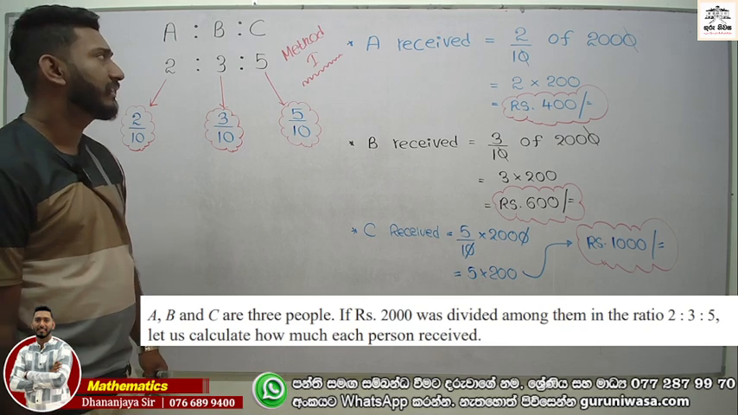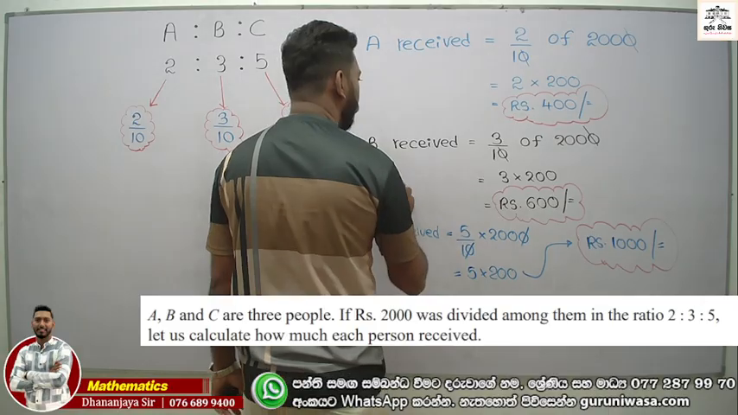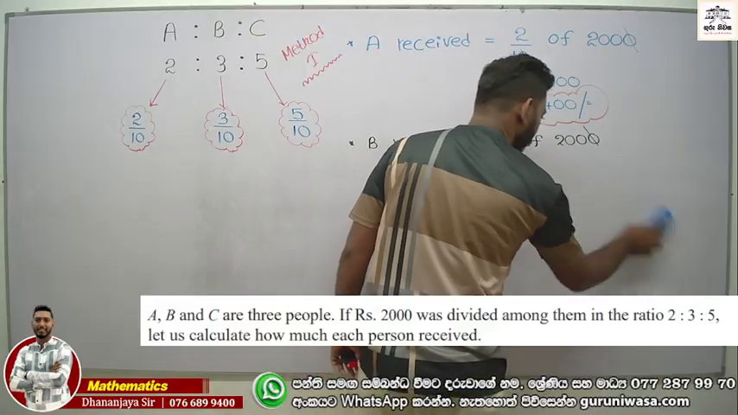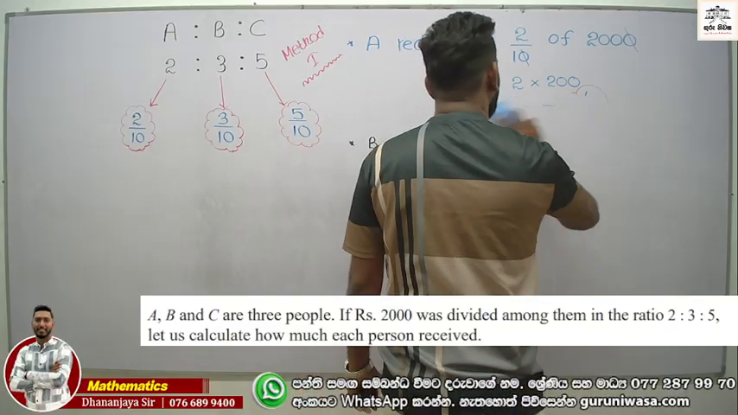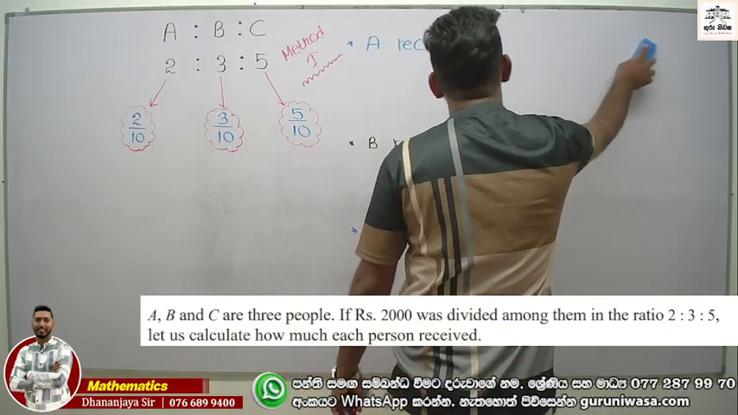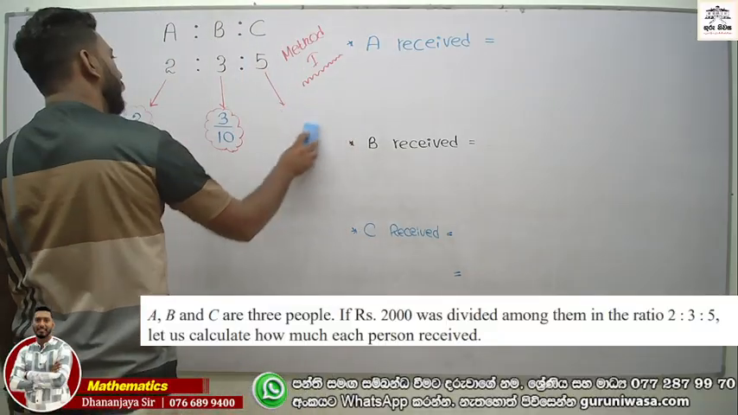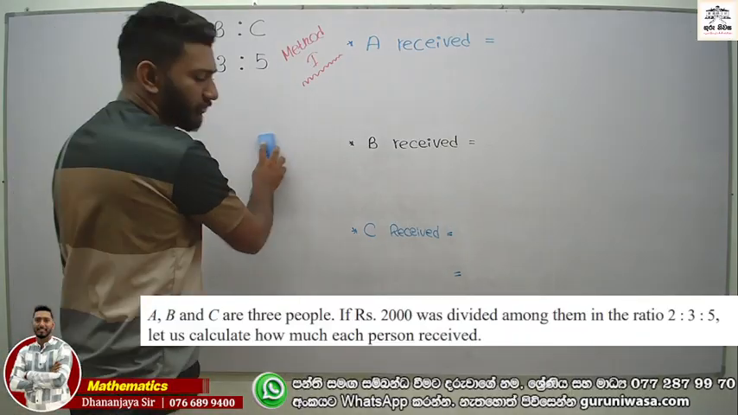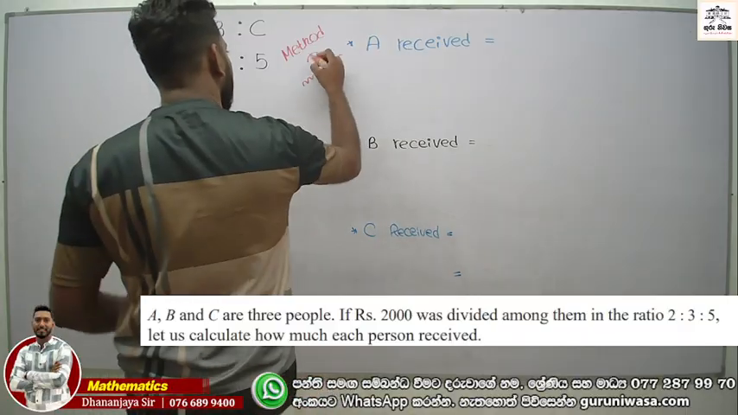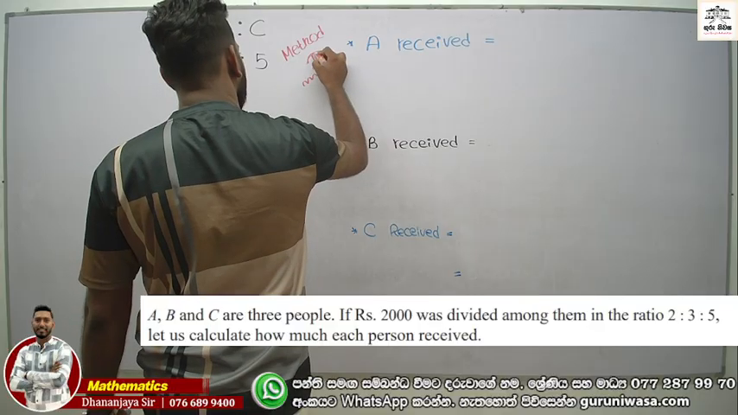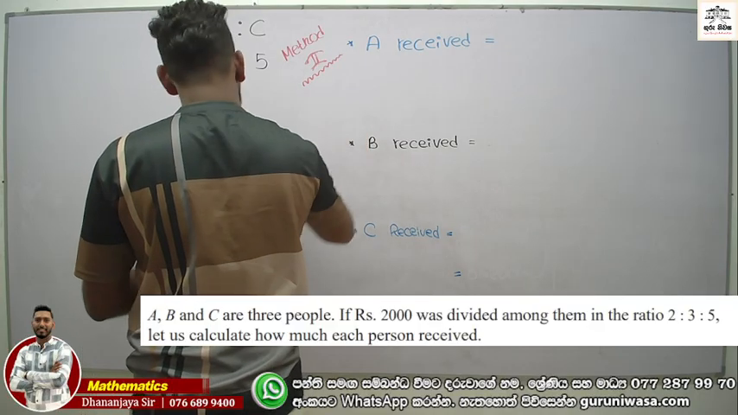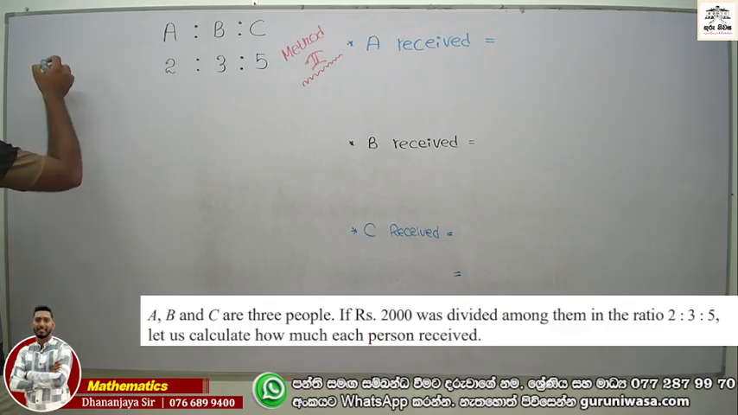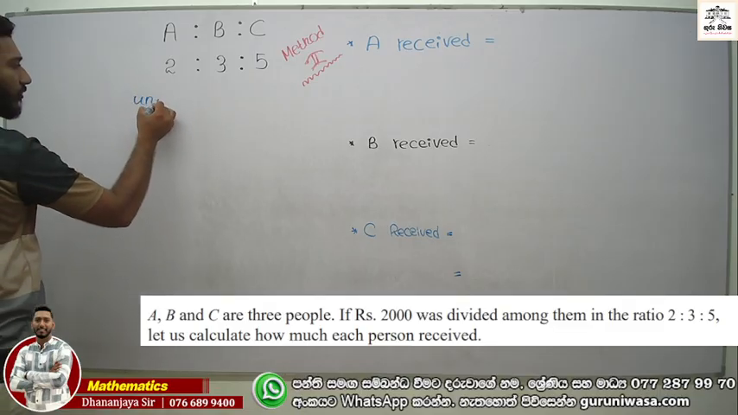Okay. Right. Now I'm going to discuss the second method. The second method is called the unitary method, right? And this is method number 2. Now listen, method number 2, and we call it the unitary method. Unitary method.